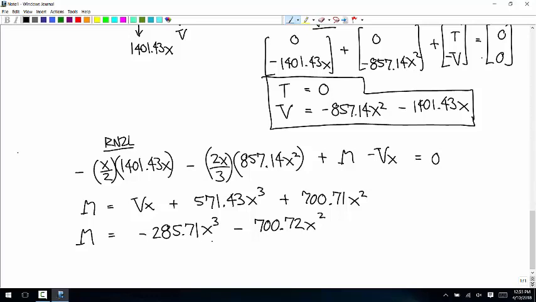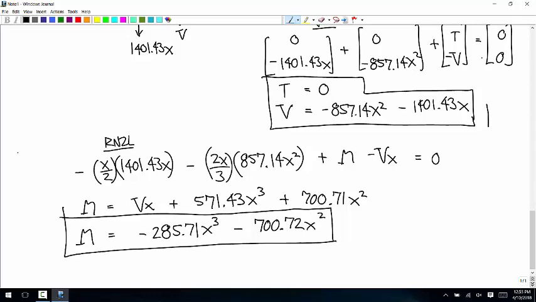I think this is right, isn't it? Because this term is squared, but we're multiplying it by x. Okay. All right, so this is the function for the bending moment. And these subfunctions are valid only on the interval x from 0 to 1.75.